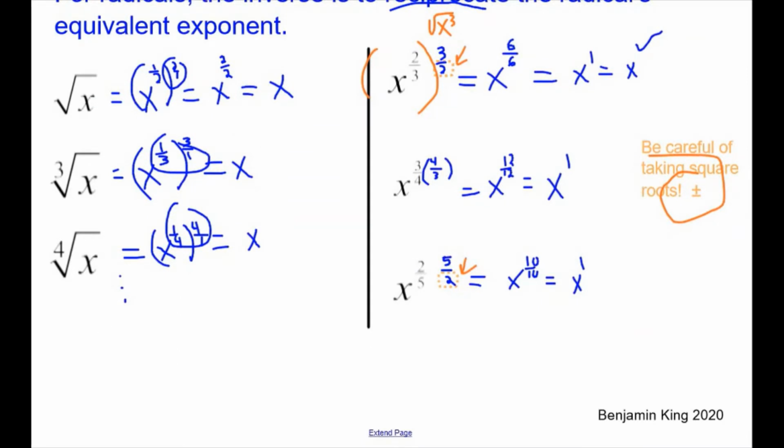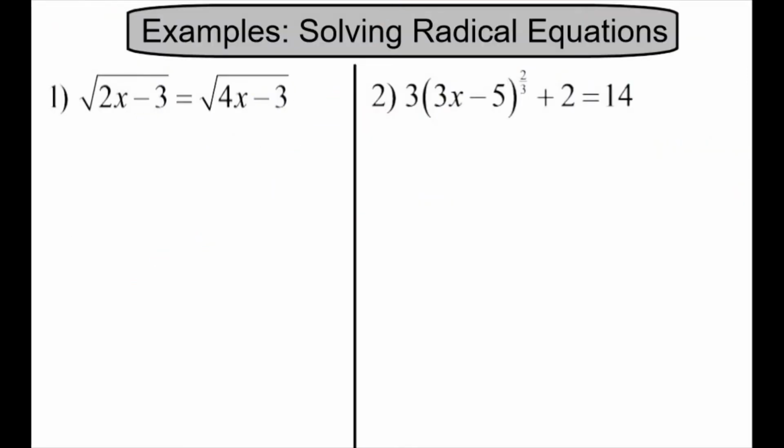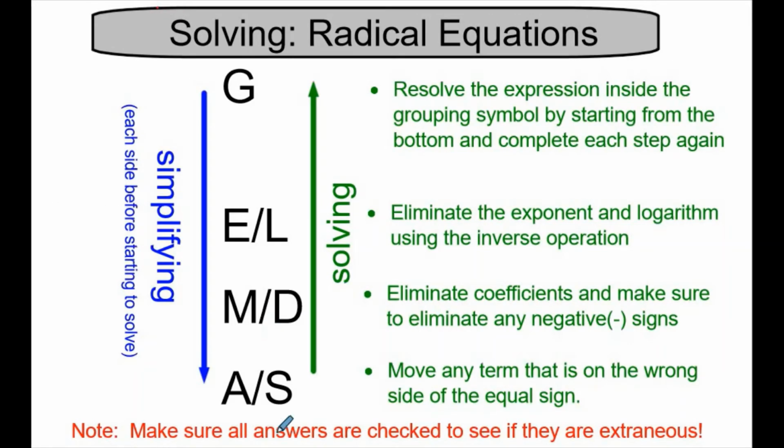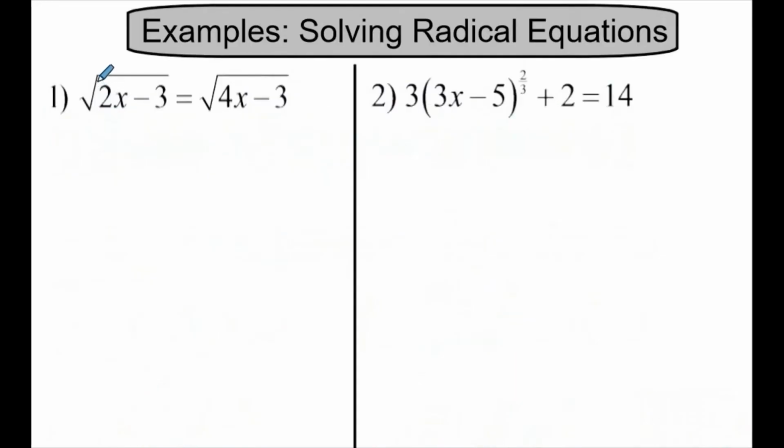All right, let's take a look at an example of this in action. In this example, this is a very basic example. There is nothing at the bottom of GELMDAS to do. There's no addition or subtraction or multiplication, division outside of the grouping symbol. They're inside of the grouping symbol here. So there's nothing to do other than try to get rid of the exponent.